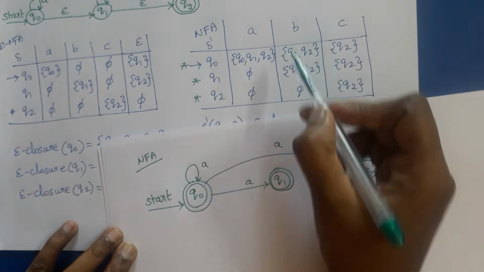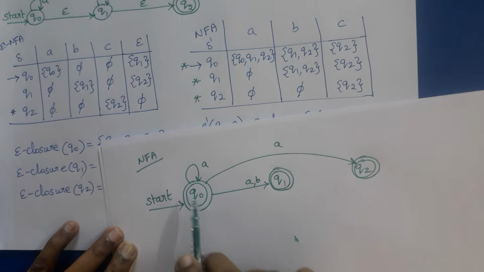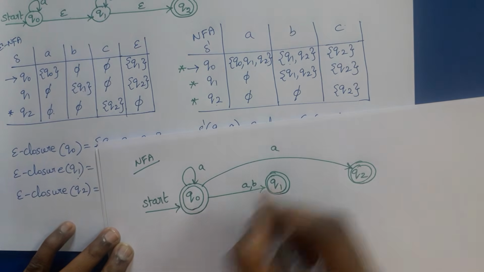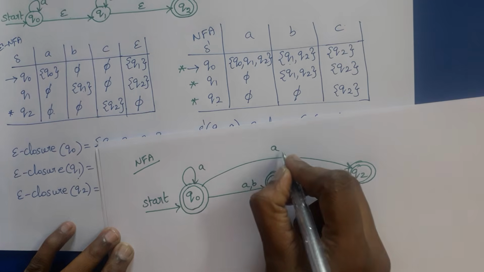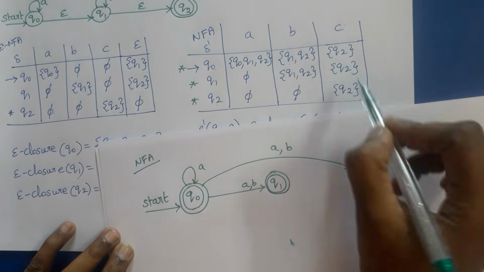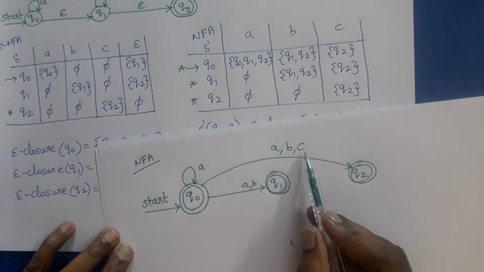From Q naught, B goes to Q1. So that is written like this. B goes to Q1 and Q2 also, so from Q naught, B goes to Q2. Then from Q naught, C goes to Q2. From Q naught to Q2, there is a transition on C.